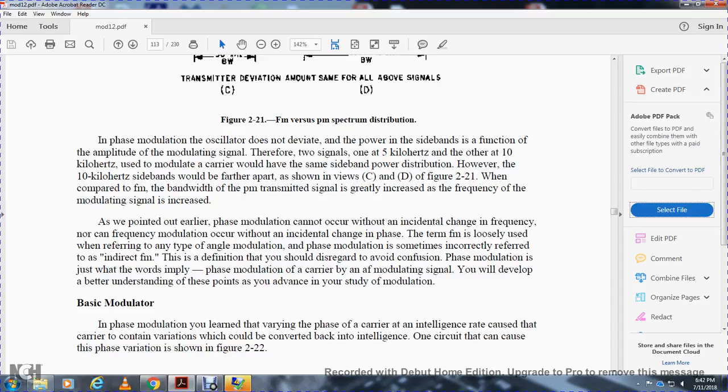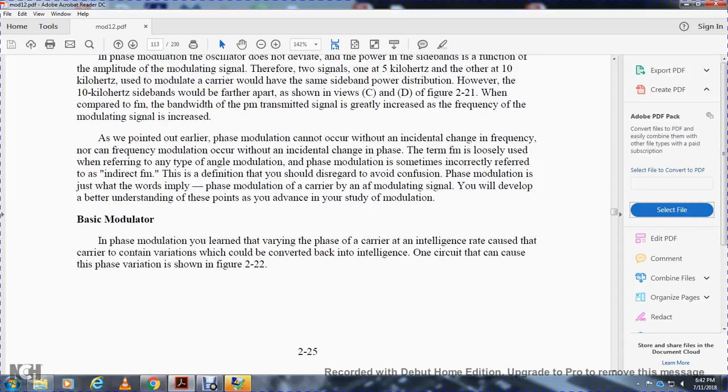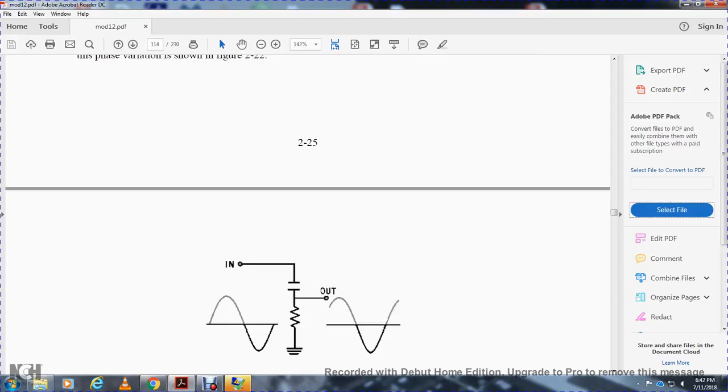You will develop a better understanding of these points as you advance in your study of modulation. Your basic modulator: in phase modulation, we vary the phase of the carrier with the intelligence. The carrier containing the variations is converted back to the intelligence in one circuit that then covers the phase variation shown in Figure 222.